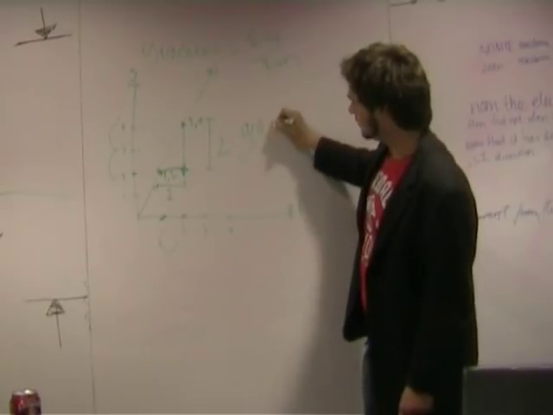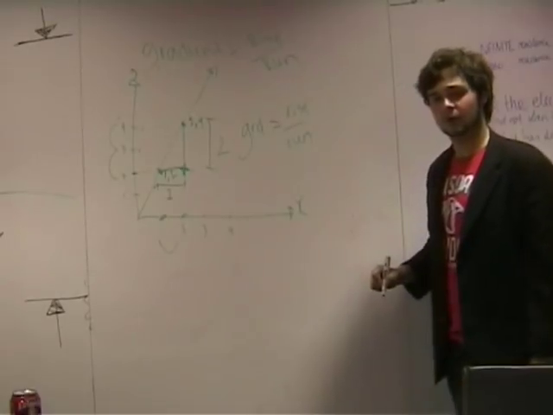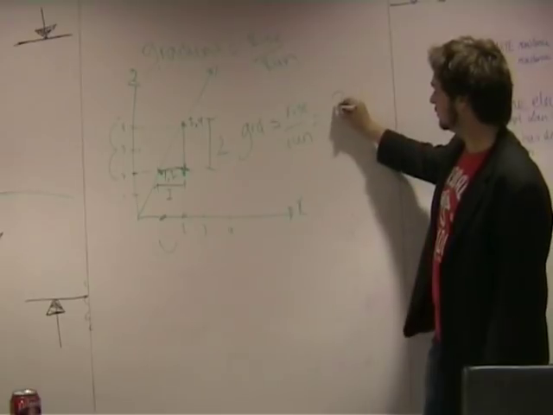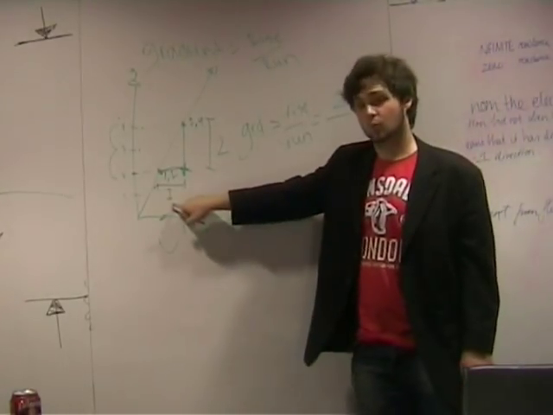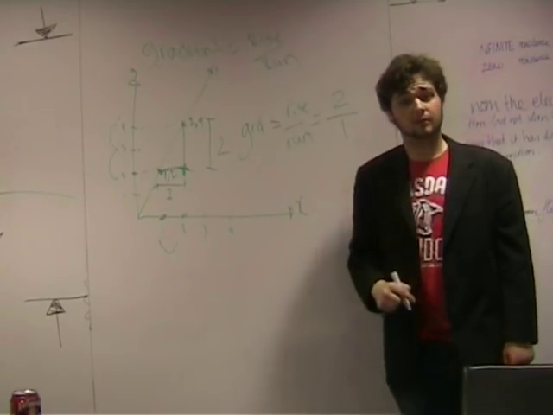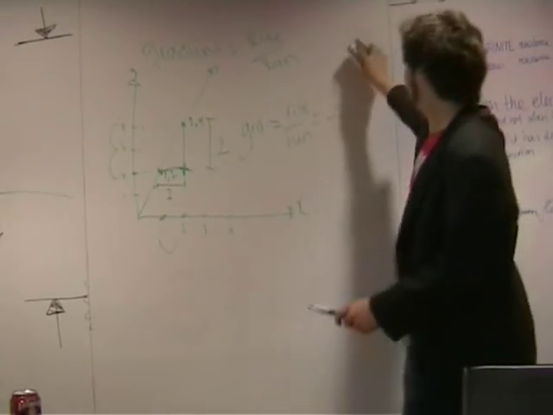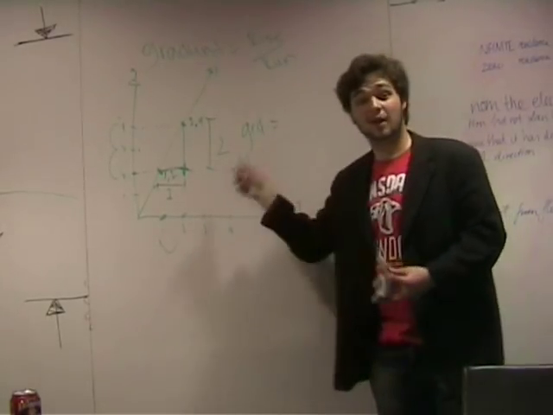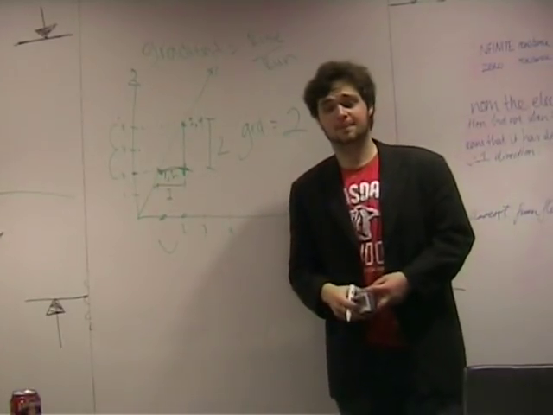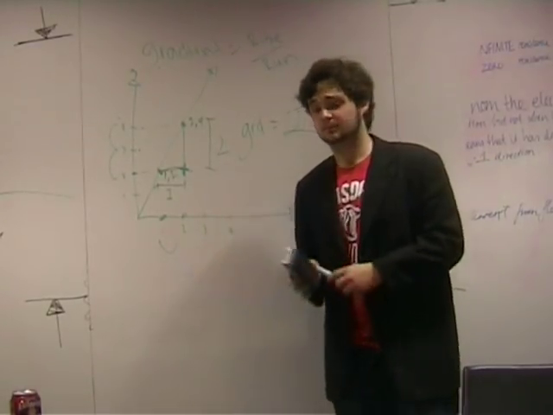Gradient equals rise over run. Alright? The rise was 2, and the run was 1. So 2 divided by 1 equals 2. So I can say that the gradient is 2, right? Now, that's just the gradient for this graph, okay?